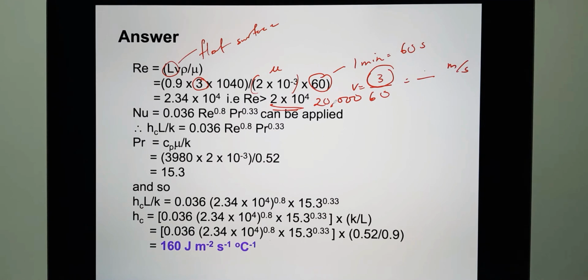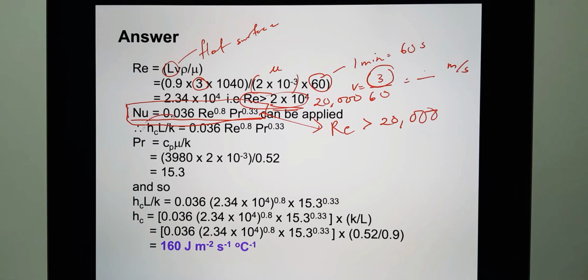So when the Reynolds value is greater than 20,000, then we can use the equation of Nusselt equals 0.036 times Reynolds to the power of 0.8 times Prandtl to the power of 0.33. Because this set of conditions has been satisfied. In order for you to use this equation, the Reynolds number should be greater than 20,000. This has been explained in the previous slide.